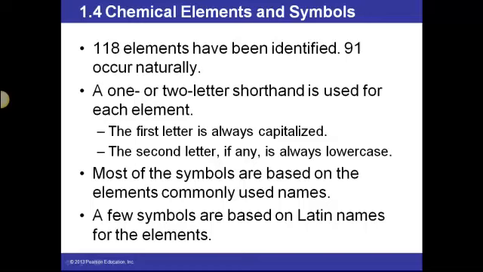Alright, so in this section we're going to talk a little bit more about the chemical elements, their symbols, and some of their major properties. So 118 elements have been identified, and 91 of these occur naturally on the Earth. There's a 1 or 2 letter shorthand that's used for each element. In this shorthand, the first letter is always capitalized, and the second letter, if there is one, is always lowercase. So when you're writing out the different elements, you have to use this stipulation.